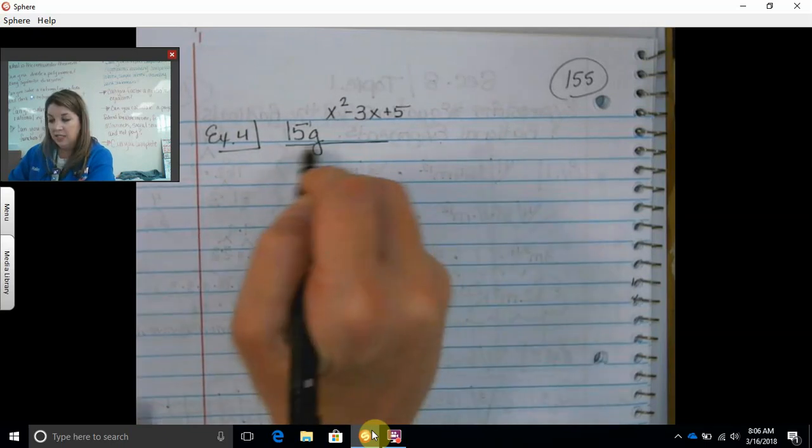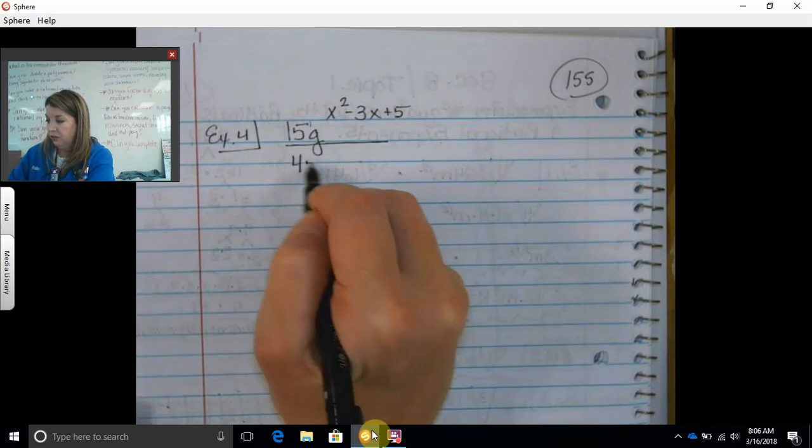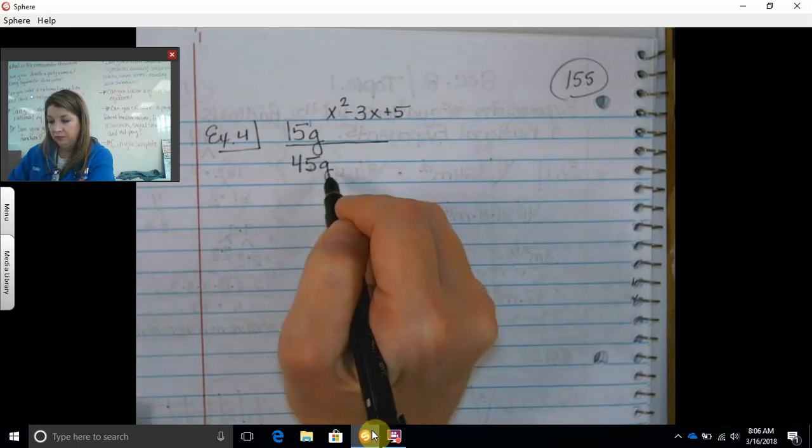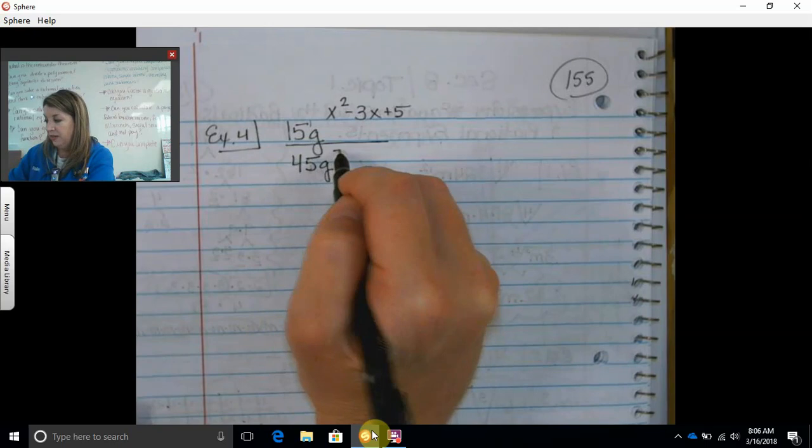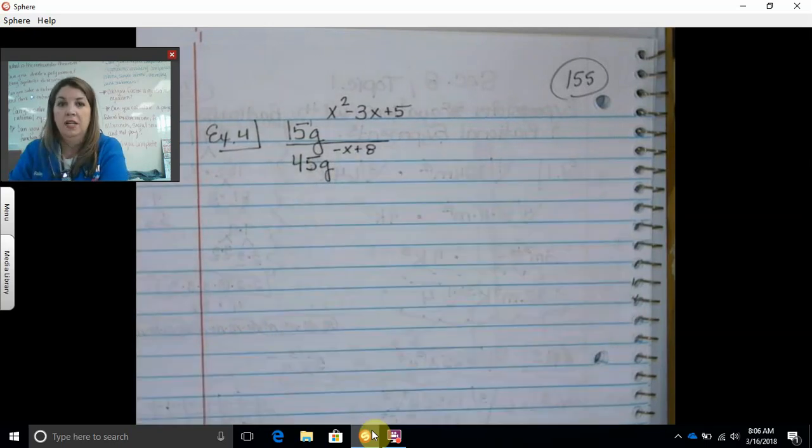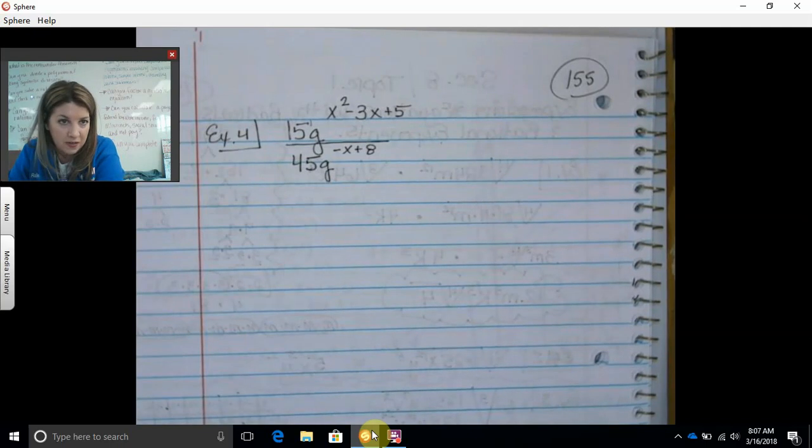Divided by the quantity of 45g raised to the negative x plus 8. So negative x plus 8 is only g's exponent, not 45's. If there was parentheses around 45g, then it would belong to both of them. But 45's exponent is just the 1. Now, I know this looks crazy, but it's really no big deal. NBD. Okay? We don't have any radicals here, so we're just simplifying a fraction.